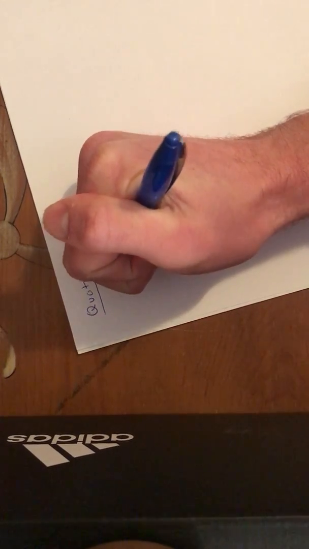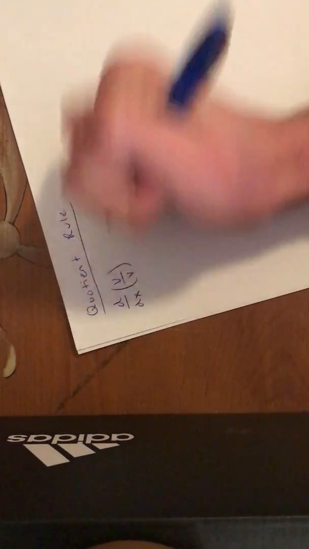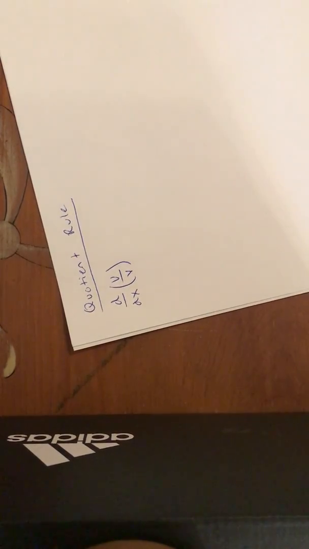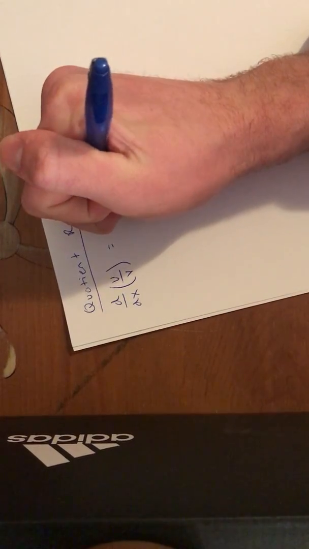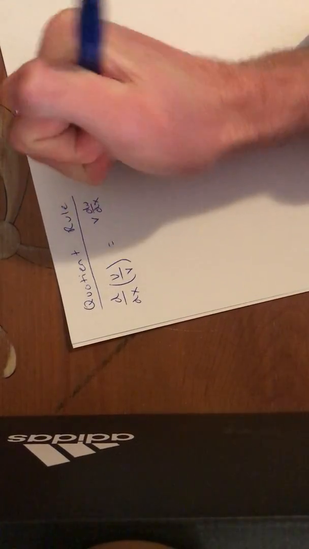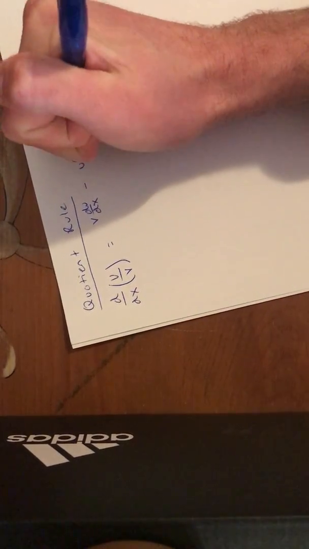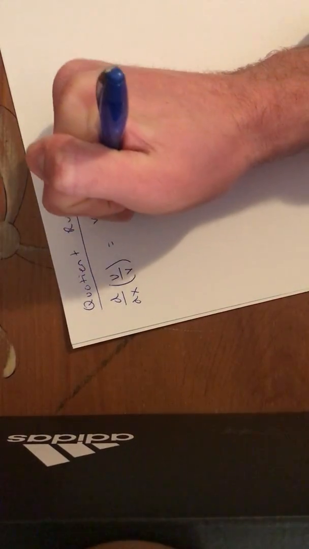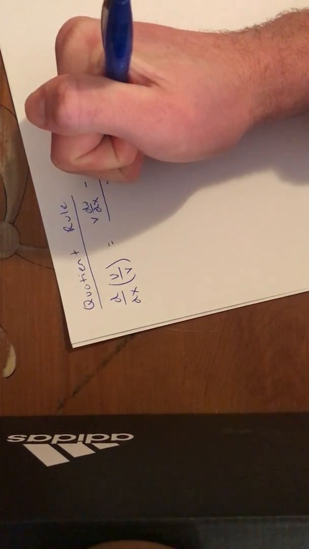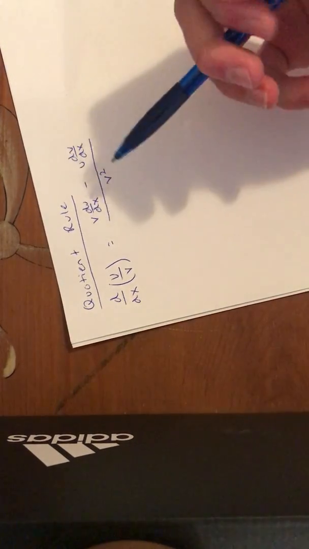So say I have a function u over v. I want to take the derivative of that. The quotient rule says this. It's going to equal v times the derivative of u minus u times the derivative of v, all over v squared. So that's the formula, but you don't want to remember that.